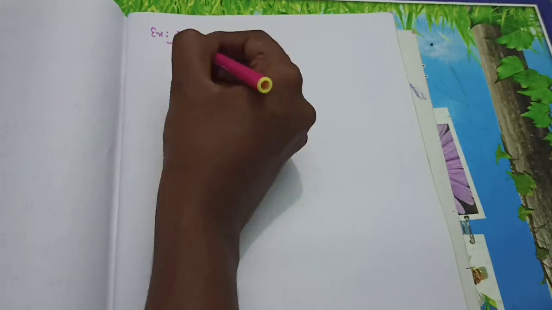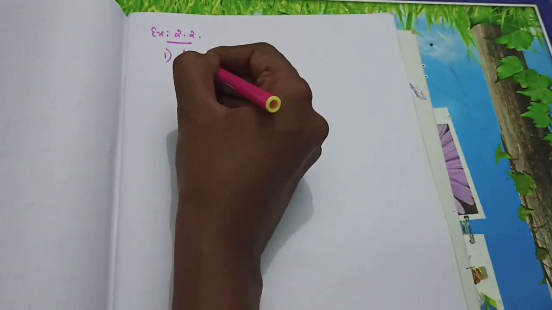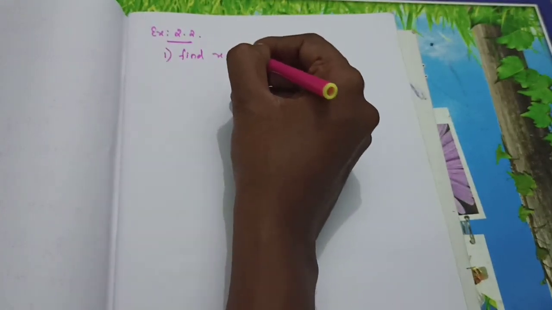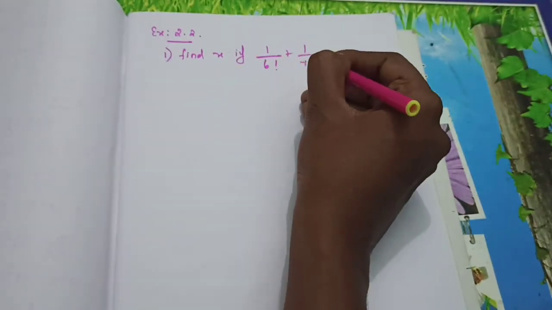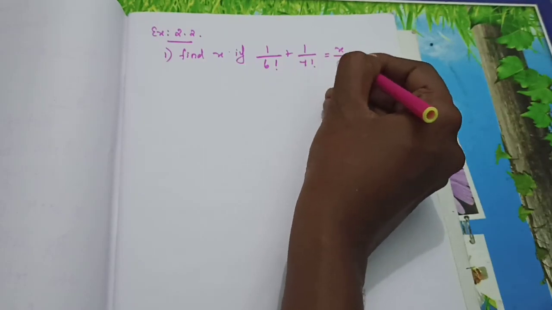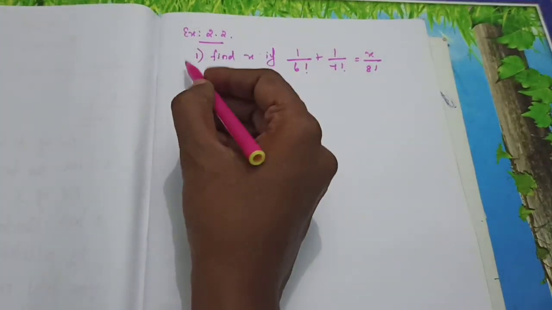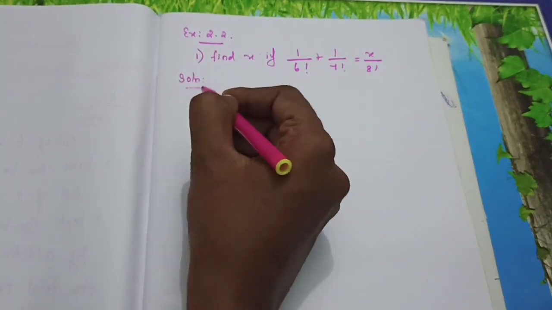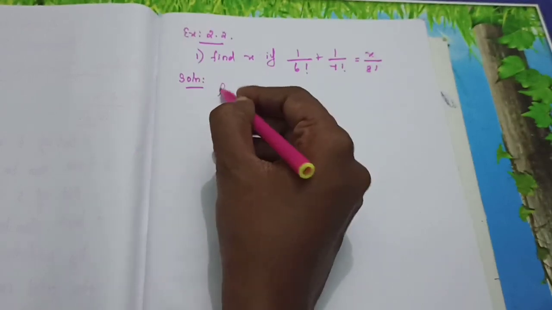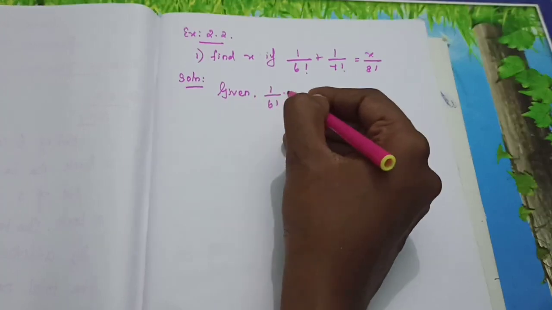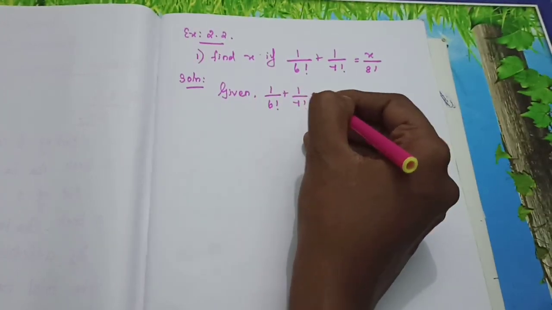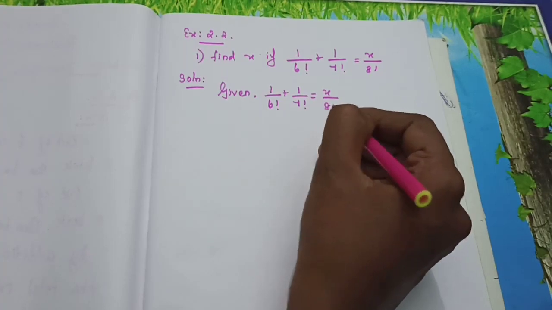Exercise 2.2, problem number 1. Find x if 1 by 6 factorial plus 1 by 7 factorial equals x by 8 factorial. Solution. First I am writing the given condition. What is given? 1 by 6 factorial plus 1 by 7 factorial equal to x by 8 factorial.